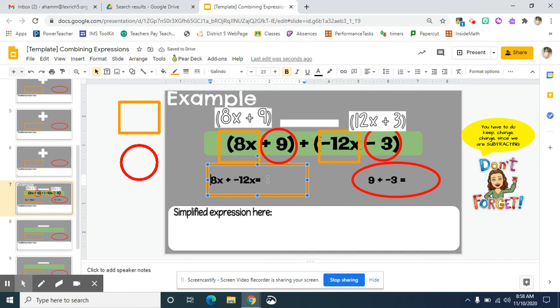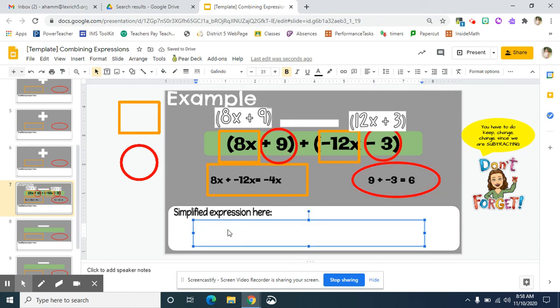So now we're going to solve. Remember, when the signs are different, you subtract. This is going to be a negative 4x because the 12 is bigger. And over here, the signs are different. You subtract. It's going to be a positive 6 because the 9 is bigger. And then down here in the bottom, we just put them together. So negative 4x plus 6.